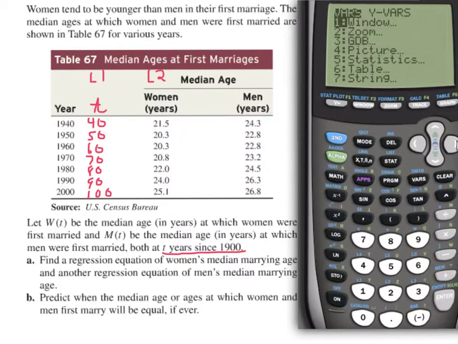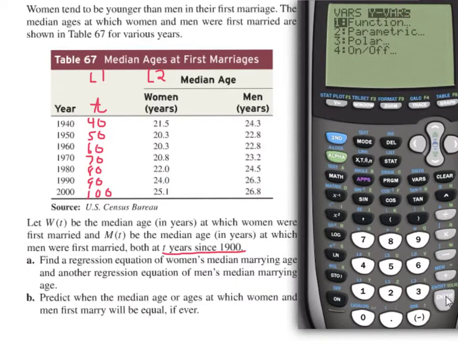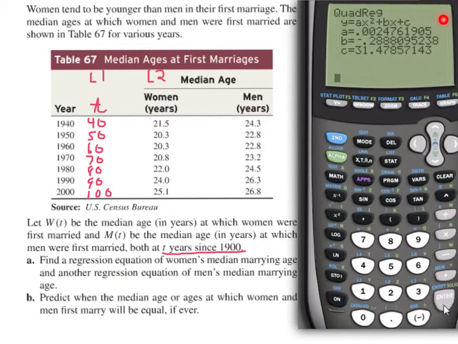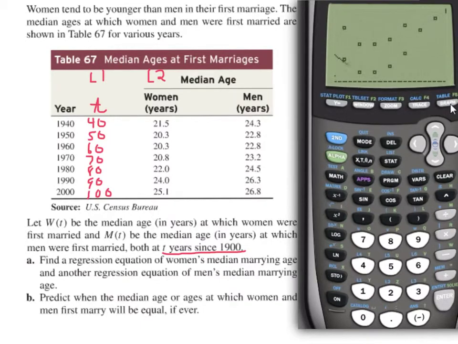So I do vars, and then y-vars, and then function. This time I'll choose y2 because I already have the women's equation in y1. And here is our equation. I'll write that down in a minute. And I'll just go ahead and graph that, and it should show us both models together.